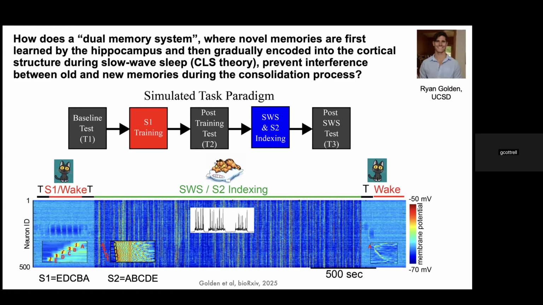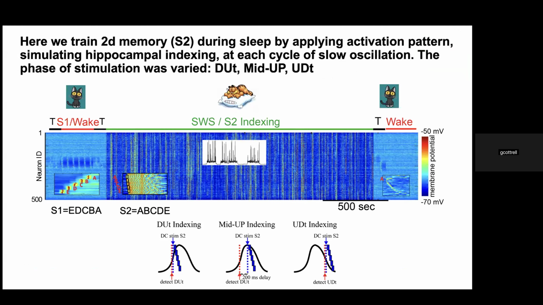And we try to encode it using the idea of how hippocampal ripples interact with cortical slow waves. In the protocol shown on top, we train this familiar memory, we test it again, we now have slow wave sleep, when we try to index and encode the new one, and we test it after the sleep. We can also bring this hippocampal ripple at different phases of the slow oscillation. Slow waves have up and down states, and the up state lasts for 300, 400, 500, 600 milliseconds.